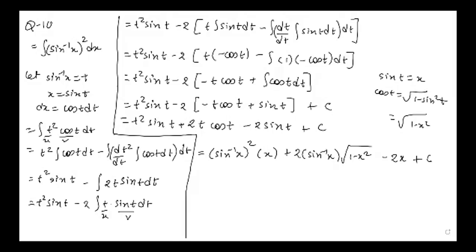So the final answer is x sine inverse x whole square plus 2 root 1 minus x square sine inverse x minus 2x plus c. This is your final answer.